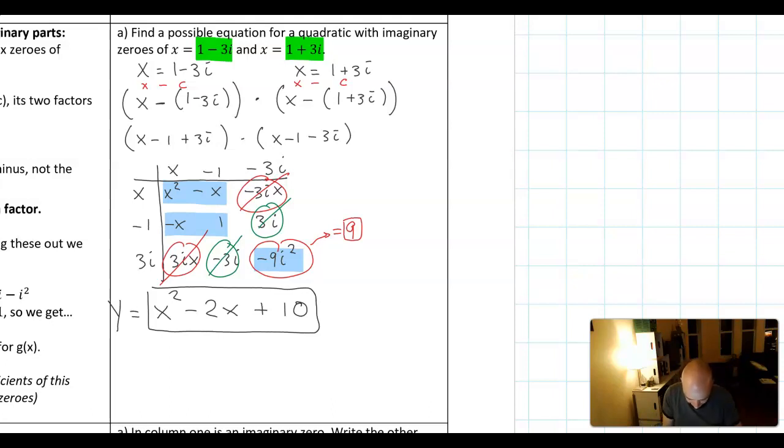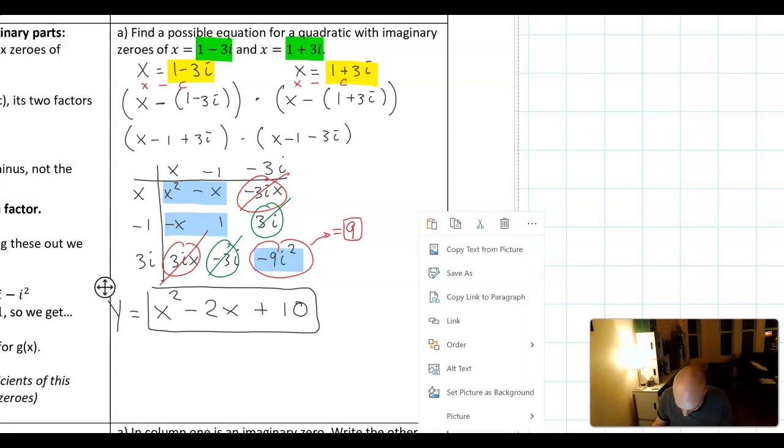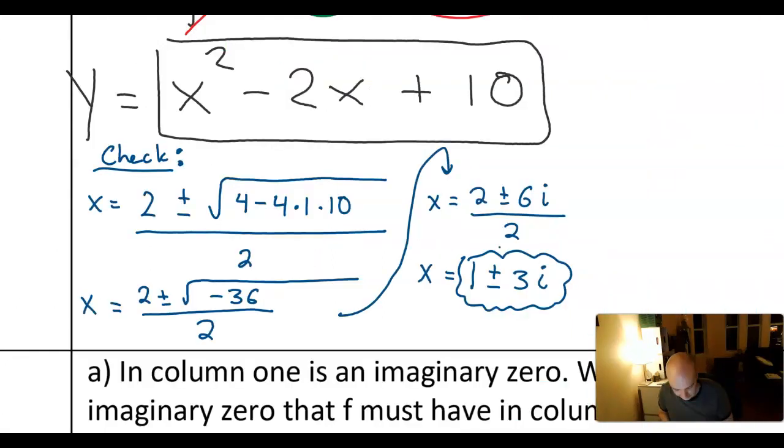So that's where the algebraically difficult part comes in. You could check your work, by the way, by plugging this into the quadratic formula, and you would get these as your imaginary zeros. Here's that work, by the way. Just the quadratic formula, negative b plus or minus the square root of b squared minus 4ac all over 2a. You get a negative under the root, but it simplifies to 6i, and then the 2 reduces out of all of the terms, and you get 1 plus or minus 3i, which are the zeros we started with.